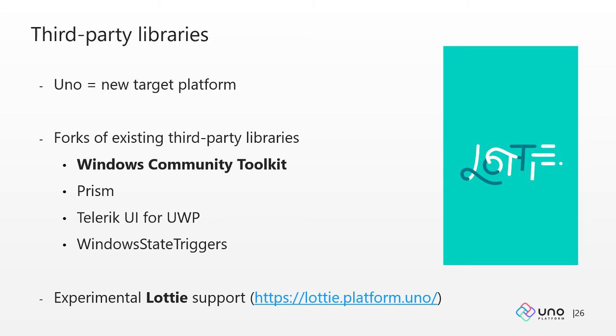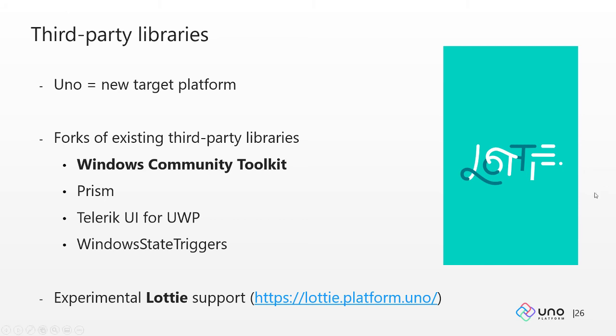To implement library support for UNO, you have to basically target a new platform, because UNO requires some changes to your code. But the UNO platform team has already provided forks of many existing libraries like Windows Community Toolkit, Prism, Telerik UI, Windows State Triggers, and more. So you can just use those forks, and there is a plan of doing a pull request back to the original repository and adding the UNO platform support there directly.